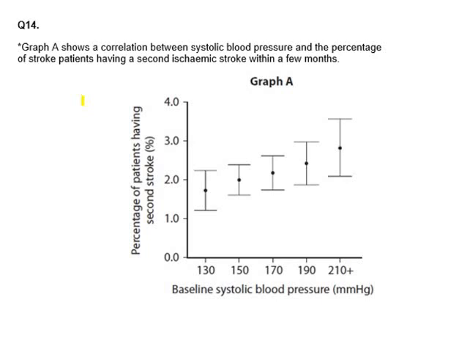Question 14. Graph A shows a correlation between systolic blood pressure and a percentage of stroke patients having a second stroke within a few months. The ischemic stroke is the type of stroke where there is a blockage in the artery, and that means blood is not flowing through and there is no oxygen, and so brain tissue dies, and that results in a stroke. And so we've got some points here along with some error bars, and generally we can see that the higher your blood pressure is, the more likely someone is to have a second stroke after having one already.